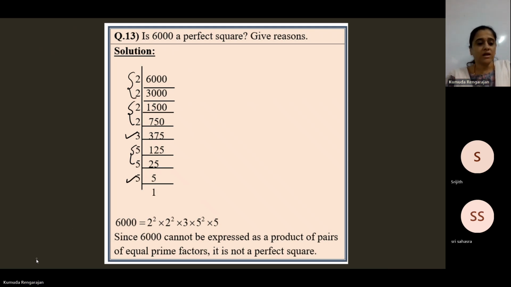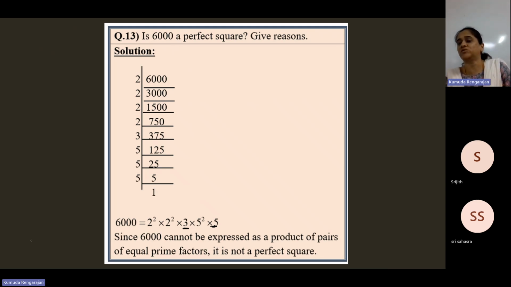Now you can see that the primes 3 and 5 don't occur in pairs. That's why it's not a perfect square, because if the number is a perfect square, every prime factor will occur in pairs. You can see this 3 and 5, they don't occur in pairs. That's why 6,000 is not a perfect square.